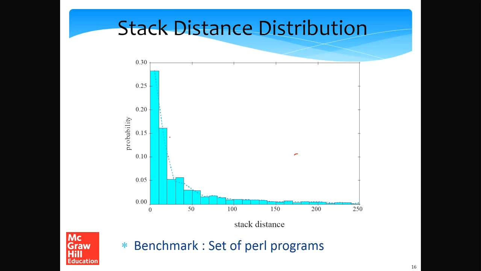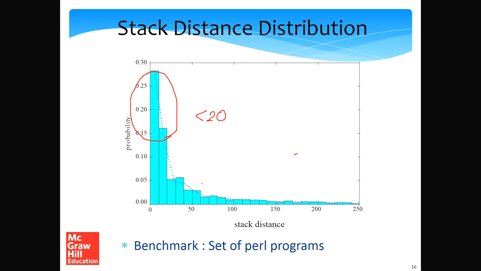We see that the highest probability, or the most probable stack distances, are pretty much these two, which makes it less than 20. So if I've accessed one address, most likely within the next 20 memory accesses, I'll access it once again. And that's very significant.